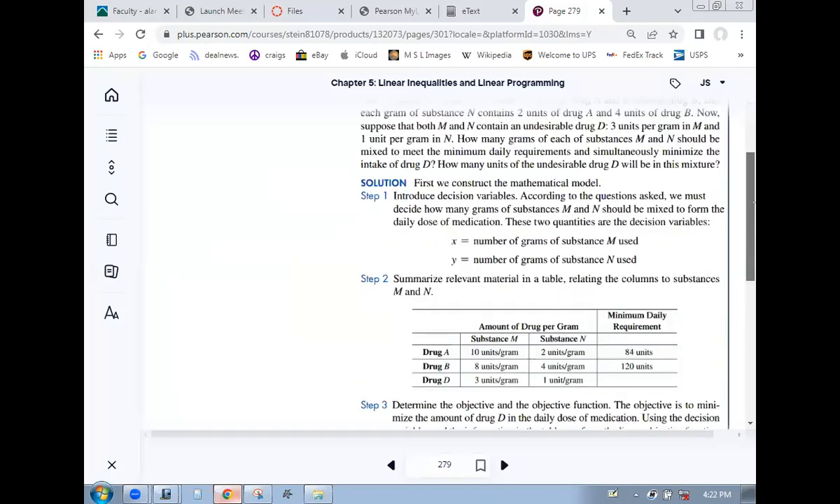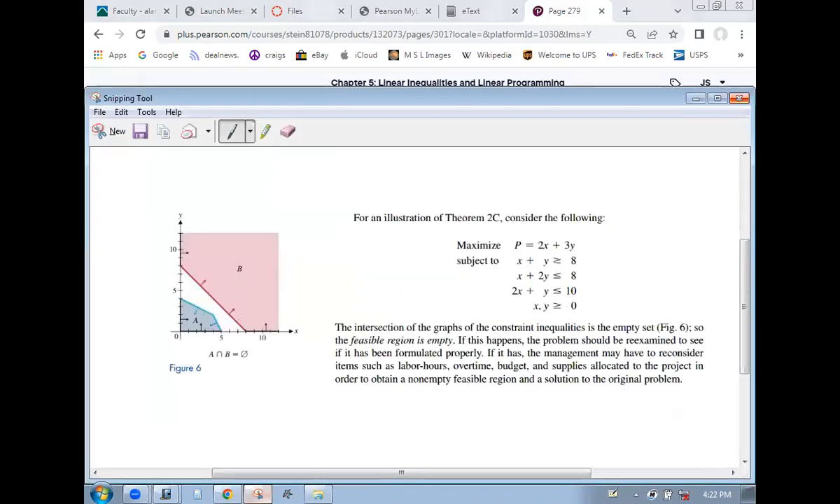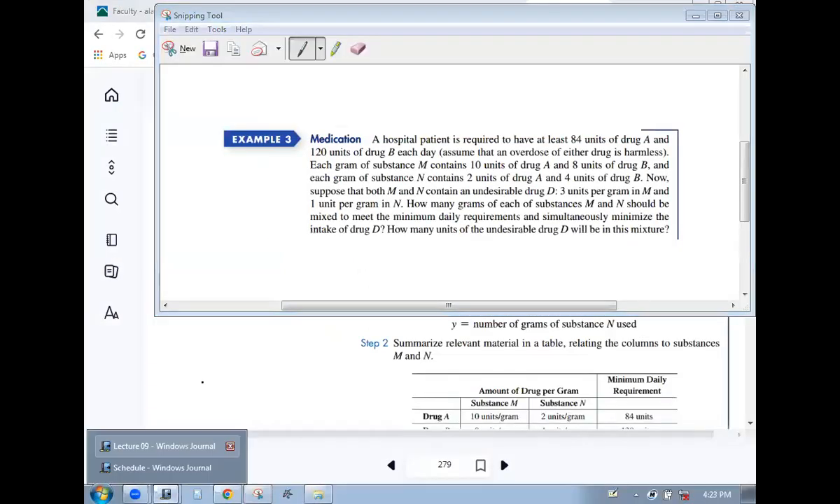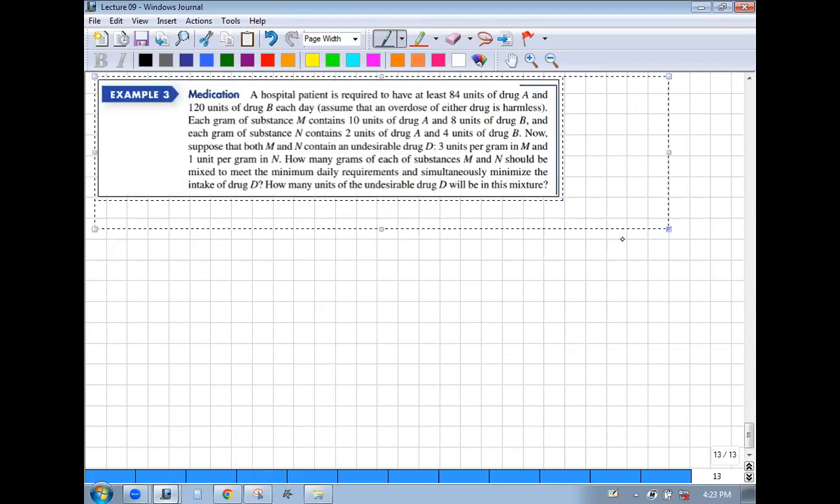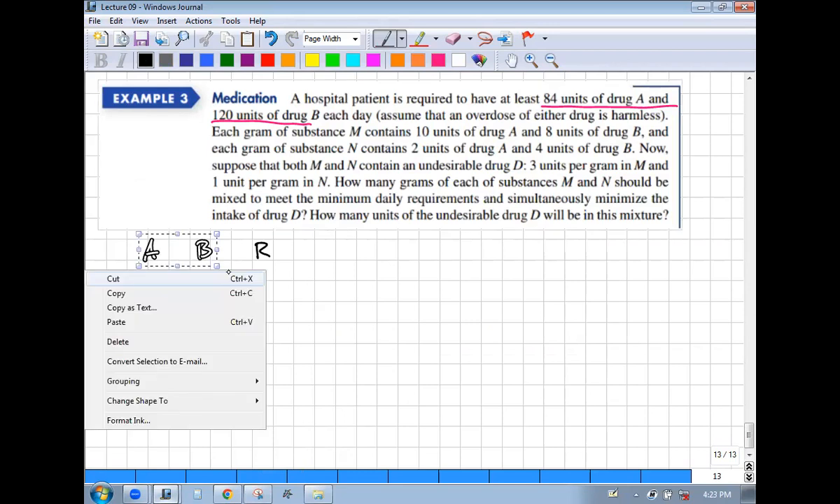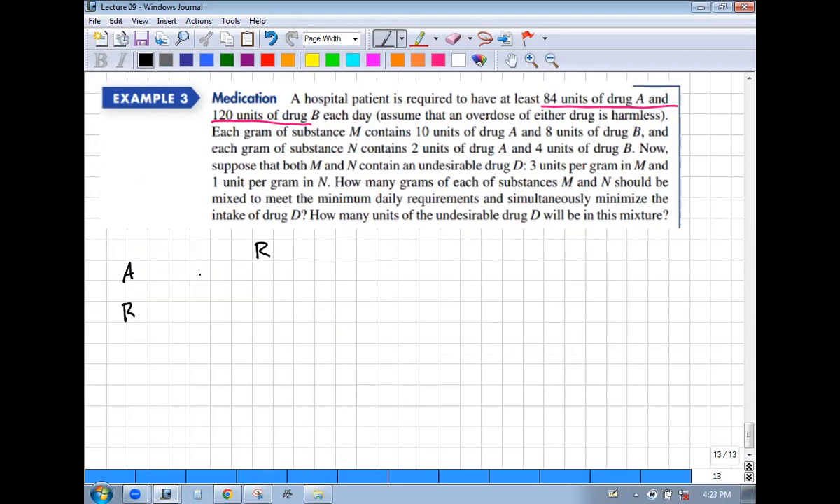All right, let's try an application here. Instead of them just giving us the equations, we have to figure out what the equations are. A hospital patient is required to have at least 84 units of drug A and 120 units of drug B. So let's see, we have A and B, and here are our requirements. No, that's not gonna work. Let's do it like this: A, B. Requirements: we need 84 units of A and 120 of B.